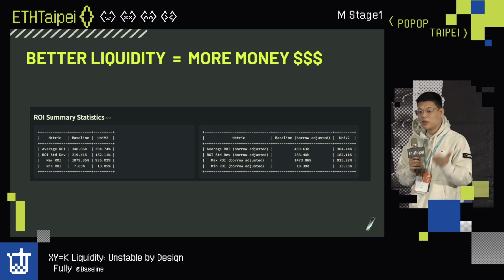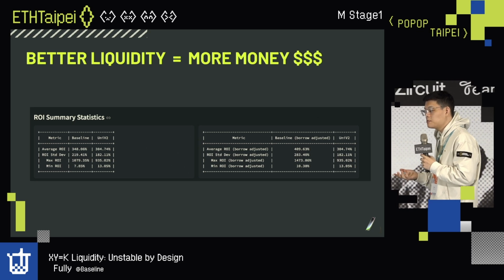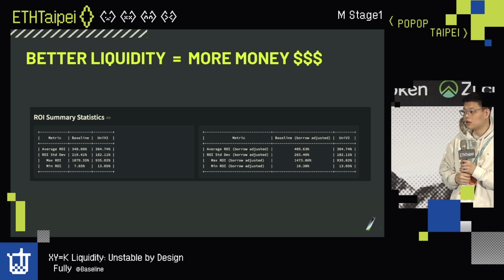What does this actually mean for you, and why is it important? Why do I care about talking about this? And the reason is because if you trade crypto, it means literally more money in your pocket.